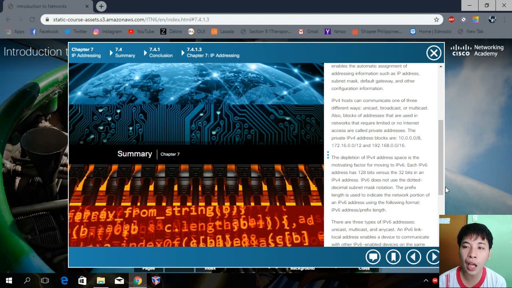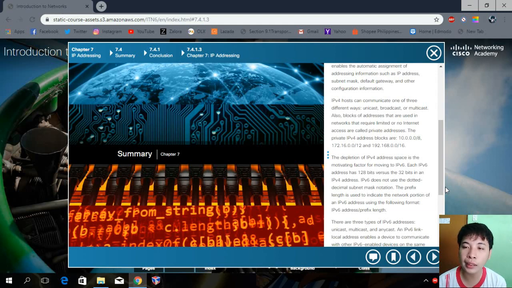Also, blocks of addresses that are used in networks that require limited or no internet access are called private addresses. The private IP version 4 address blocks are 10.0.0.0/8, 172.16.0.0/12, and 192.168.0.0/16. The depletion of IP version 4 address space is the motivating factor for moving to IP version 6.